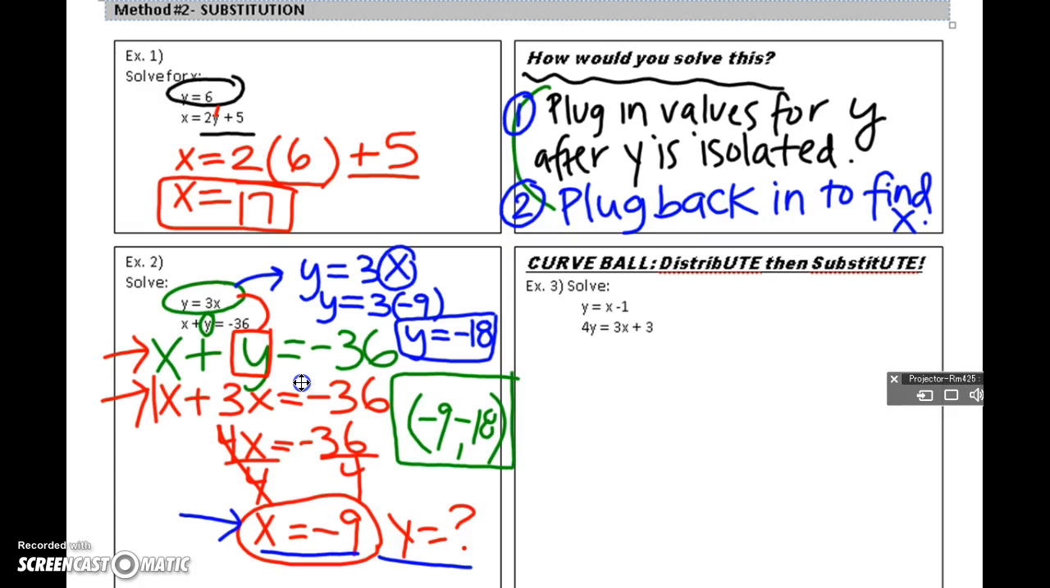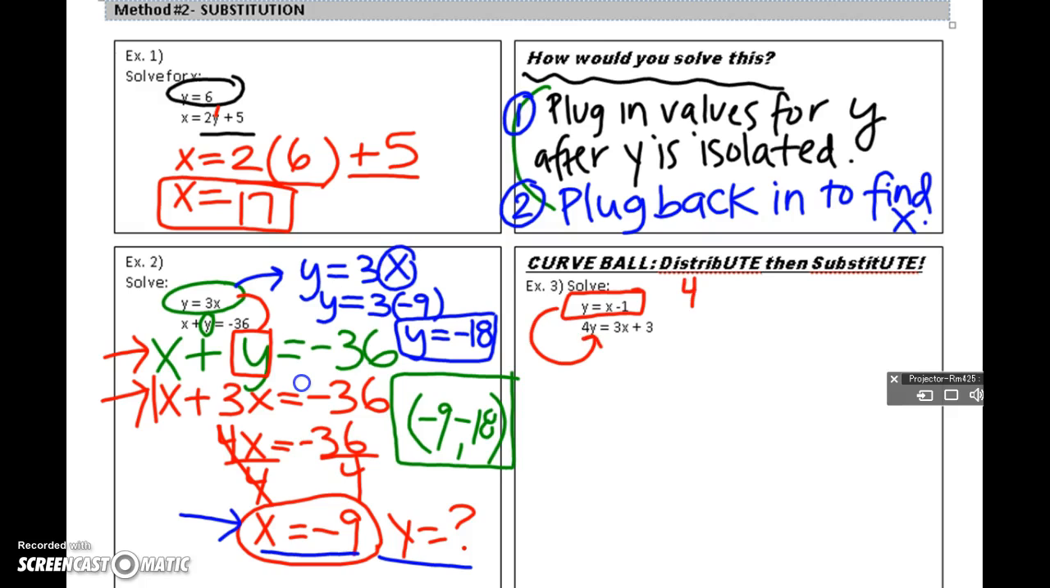Example 3 is more difficult because we're going to have to distribute. But this is also common, so you need to be prepared. Again, I look at step 1 and I have y being isolated. I have one of the variables being isolated. The only time I'm going to use substitution is when we have a variable isolated, like in these three examples. I already know that y is the same thing as x minus 1, so I can plug this in for the y in the second equation.